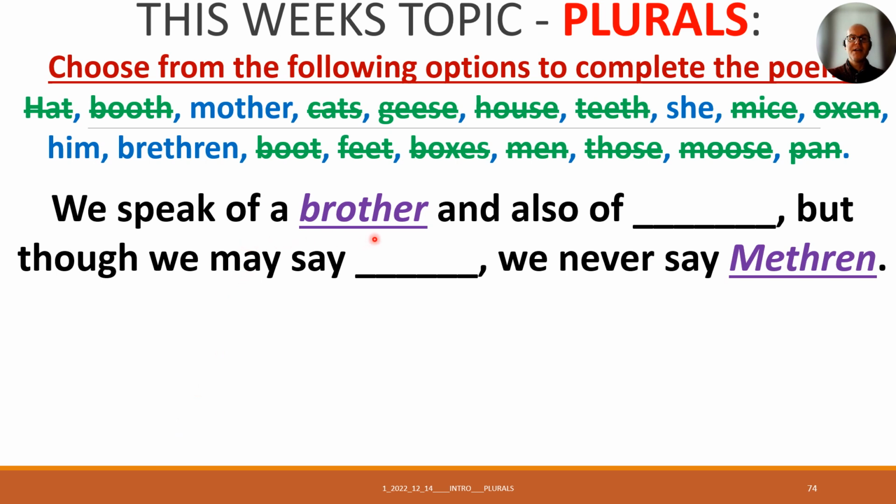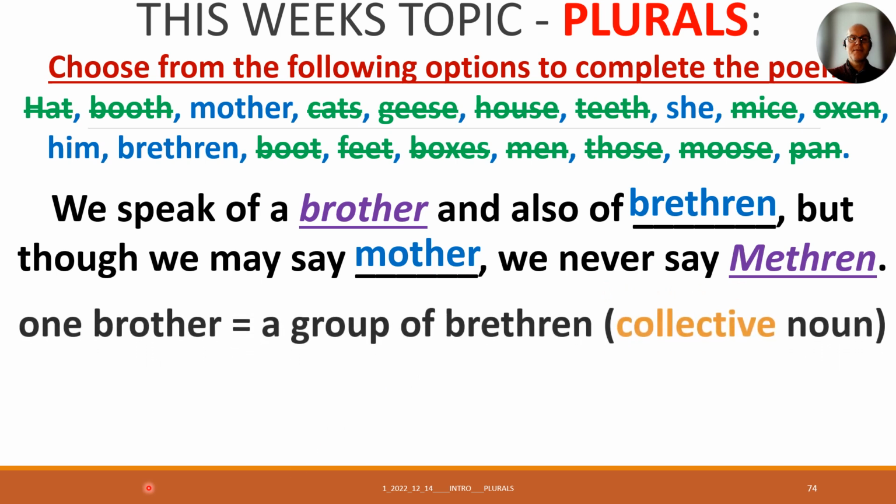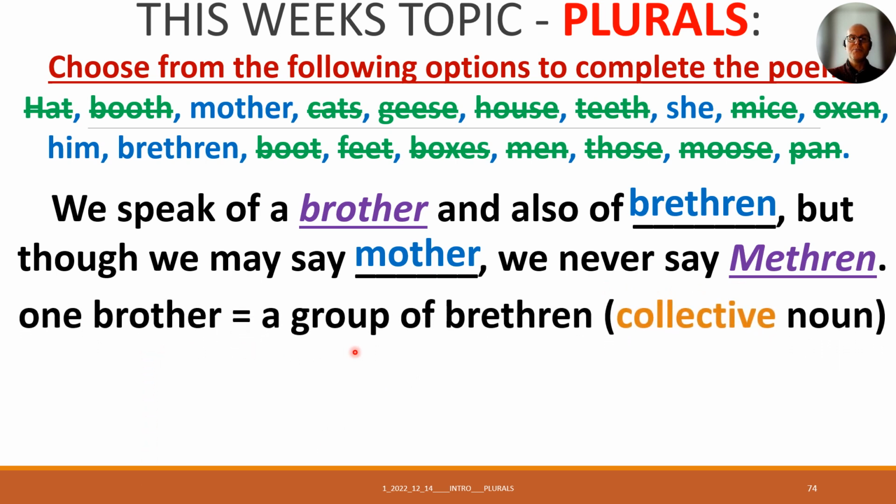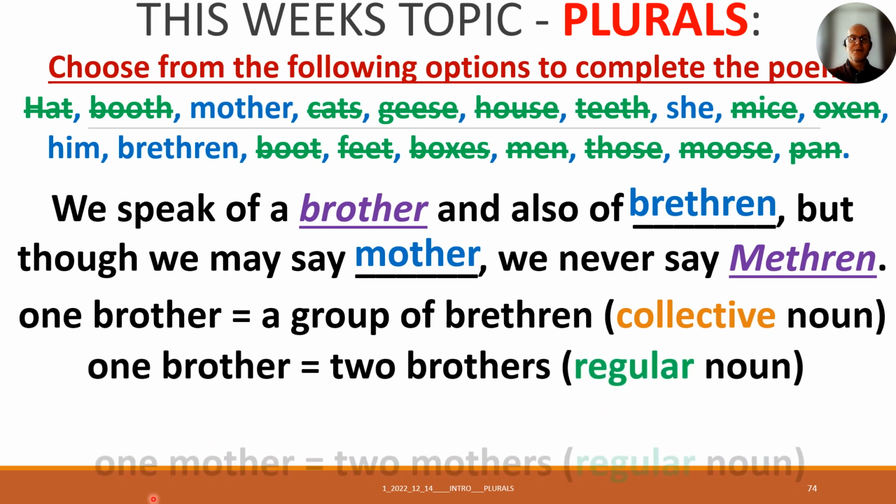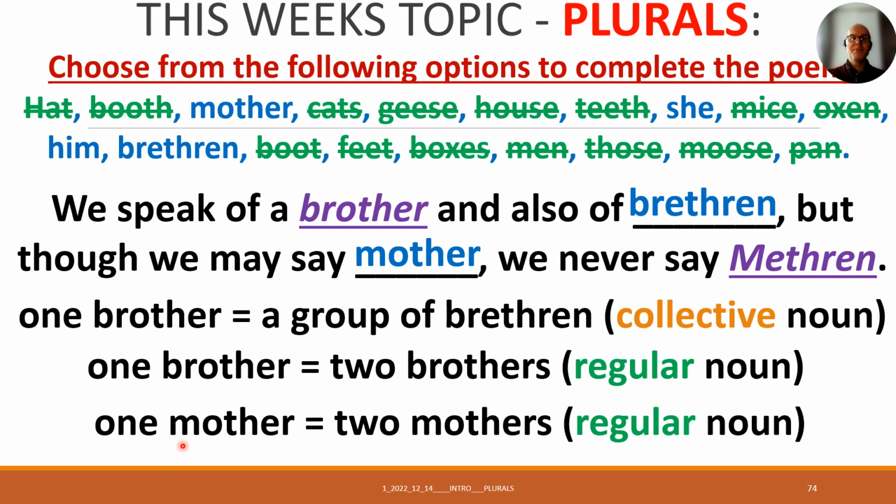We speak of a brother and also of, so what's the plural for brother? Brethren. But though we may say mother, we never say brethren. So one brother, a group of brethren. So brethren being the collective noun for more than one brother. One brother, two brothers. One mother, two mothers. We wouldn't say a group of methren.